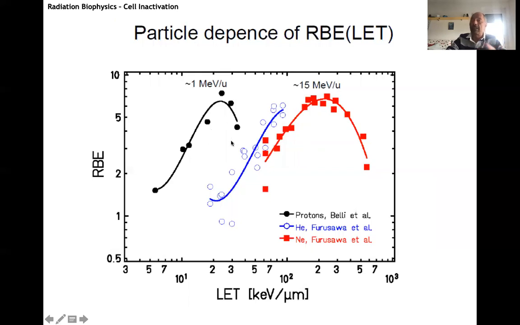You also have to take into account the track structure, because clearly these particles can have the same LET only if they have different velocity and because they have different charge. So at the end, the LET depends on the ratio between the square of the charge and the velocity. But if you change charge and velocity, you can have these effects.